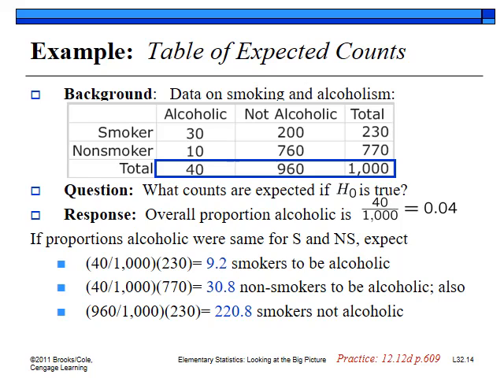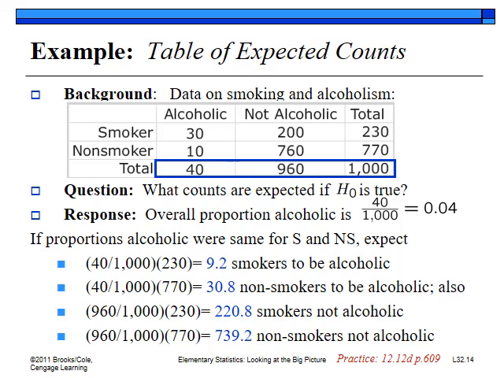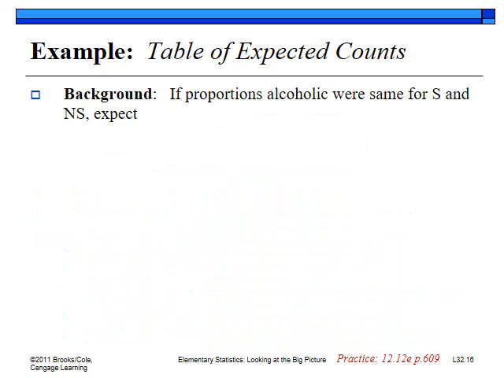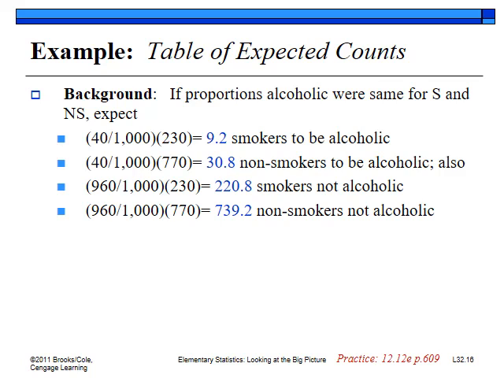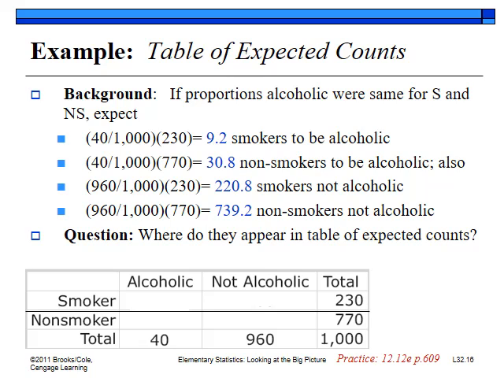Similarly, 960 out of 1,000, that's 96%, are non-alcoholic in the population, so that same proportion of the smokers and that same proportion of the non-smokers should also be not alcoholic. So here are the expected values within each of the 4 possible subgroups. Where do they go in our table of expected counts?